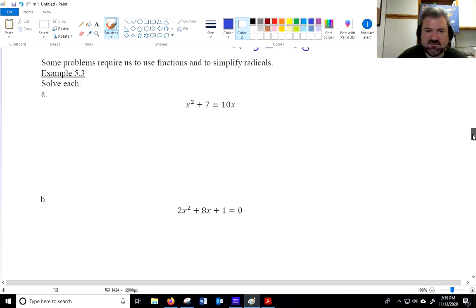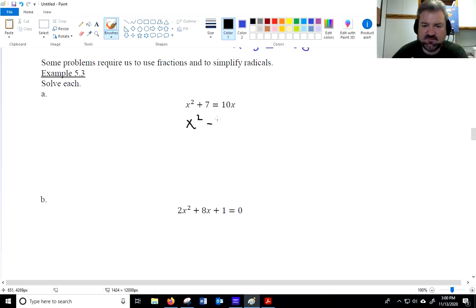All right, let's do another example. Warning: sometimes you have to use fractions and sometimes you have to simplify radicals. So just be aware of that. And let's do this. Okay, x squared plus 7 equals 10x.